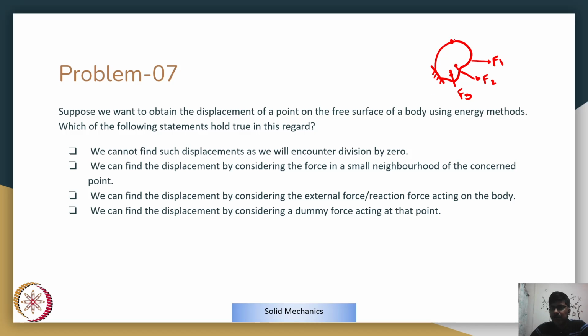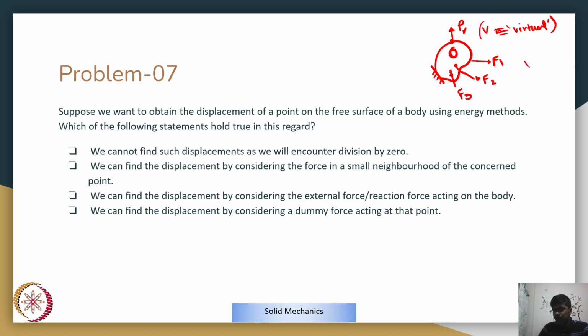I'll just name this point O. It is a point on the free surface, and we want to obtain the displacement of this point. The approach is to take a force PV, where V stands for virtual, though not exactly. We assume a force PV to be acting on the point O, which is the point on the free surface we are looking at.